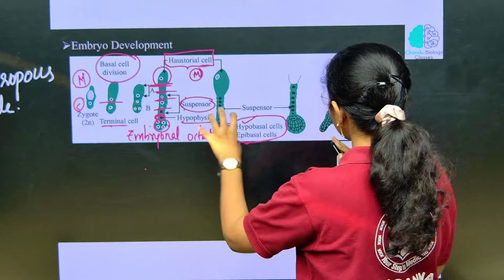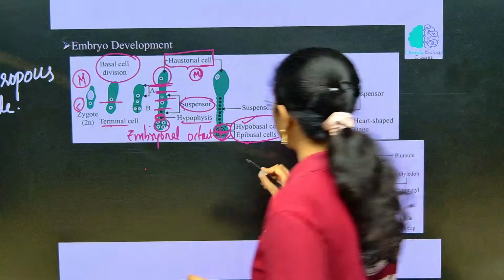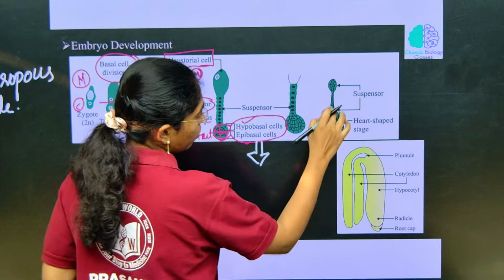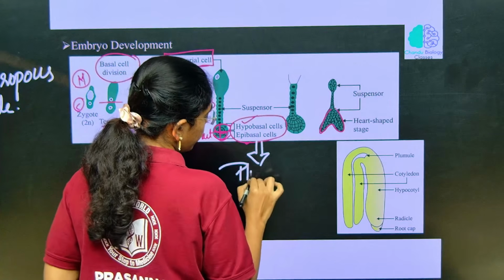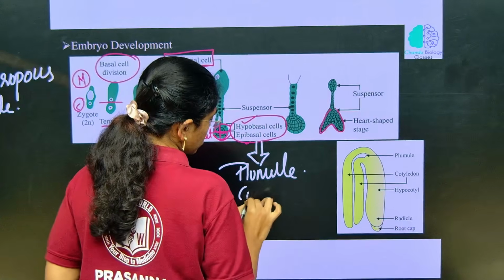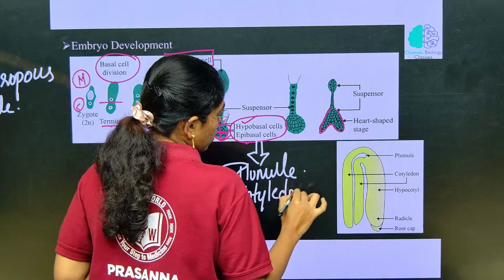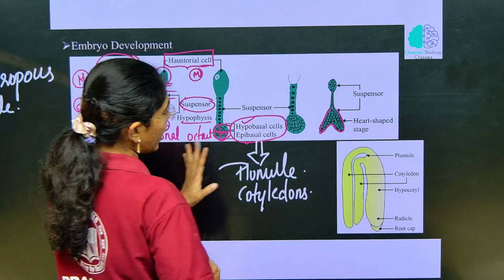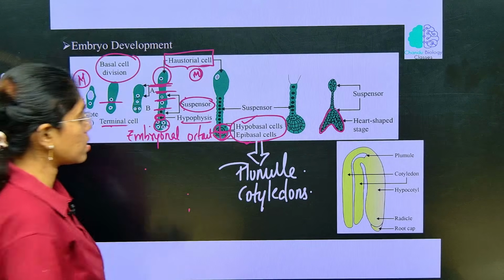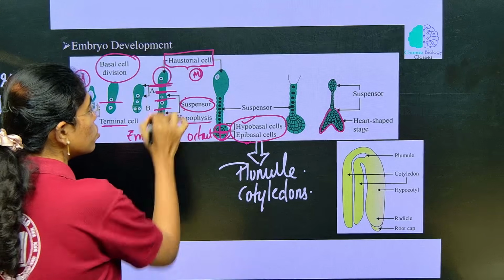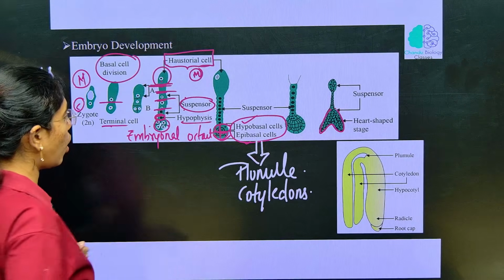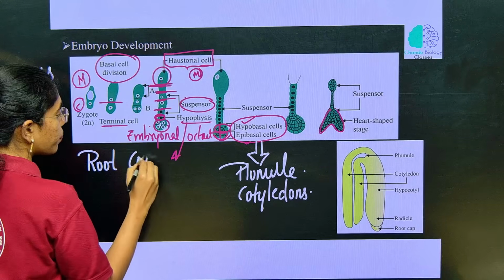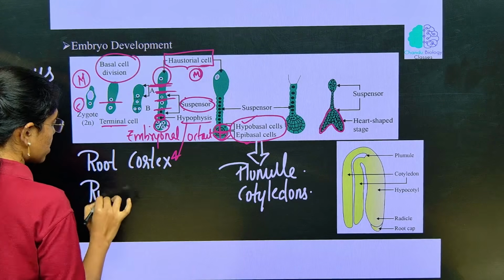The lower tier is known as epibasal cells, and the upper tier will give rise to hypobasal cells. This embryonal octant gives rise to the epibasal and hypobasal cells, which give rise to the outermost regions like plumule, cotyledons and outermost epidermis. Epicotyl and hypocotyl are formed from the epibasal and hypobasal cells. Hypophysis, which is connecting both the suspensor and the embryonal octant, will give rise to root cortex and root apex.